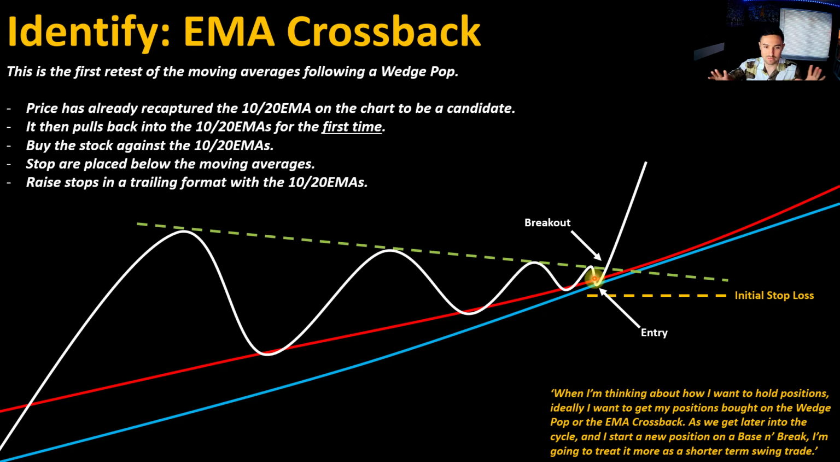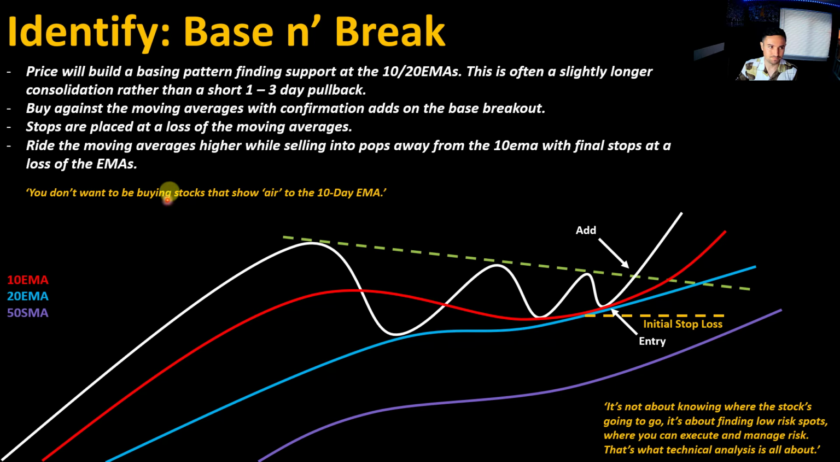Don't worry, we've got loads of examples. I know this is completely over your head right now, but by the end, it should all start clicking. Really hopeful that is the case. Stops are placed below the moving averages, raise stops in a trailing format with the 10 and 21 EMAs. You might be like, what do you mean raise stops? Don't worry, we'll get there by the end. So next one, afterwards in the price cycle, is the base and break. So we've had reversal extension, wedge pop, EMA crossback, now the base and break.